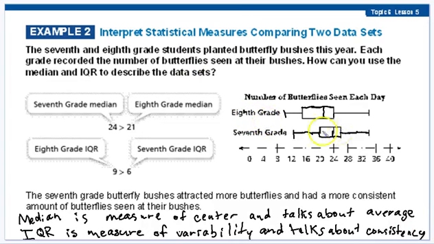So if we look at this, the 7th grade median is higher than the 8th grade median, because we know this middle line in the box plot is the median. So since the 7th grade median is higher than the 8th grade median, on average, the 7th grade butterfly bushes attract more butterflies.